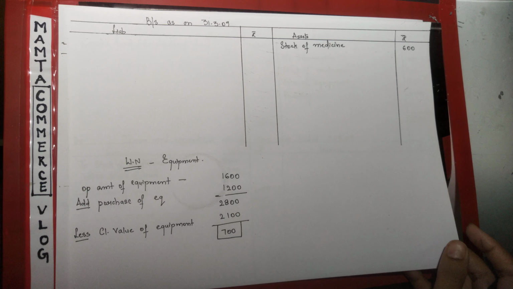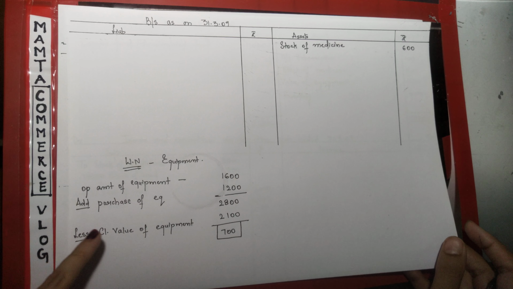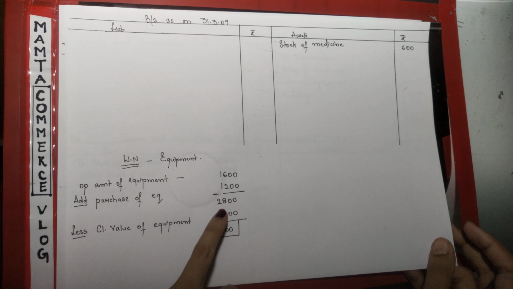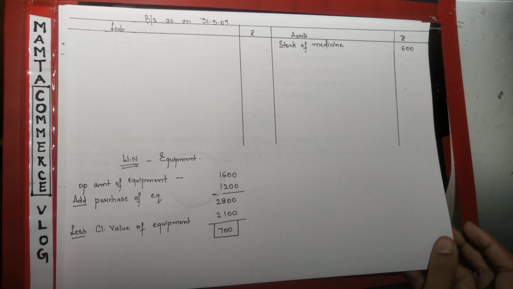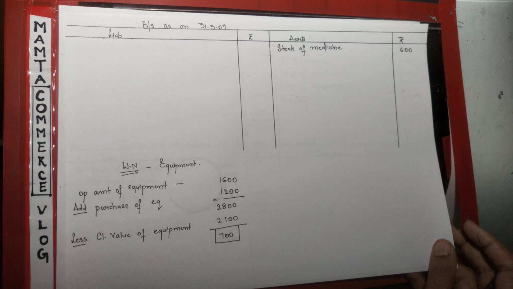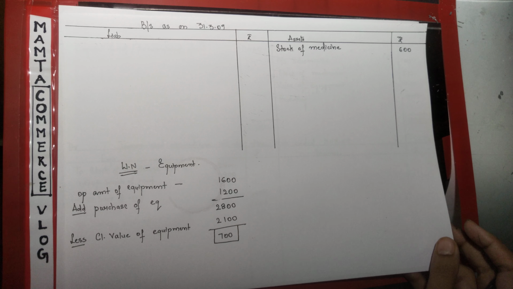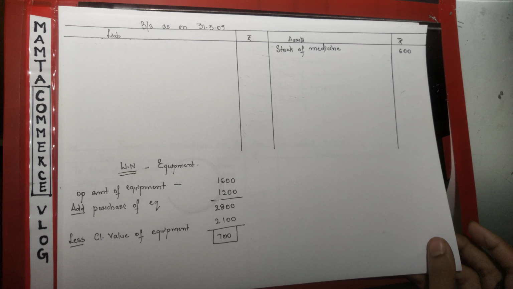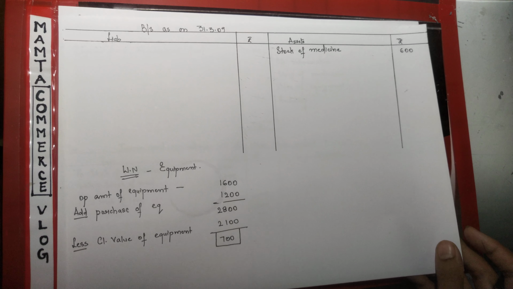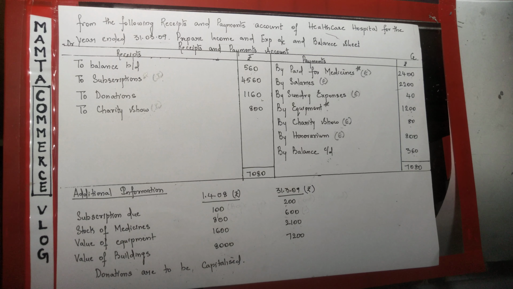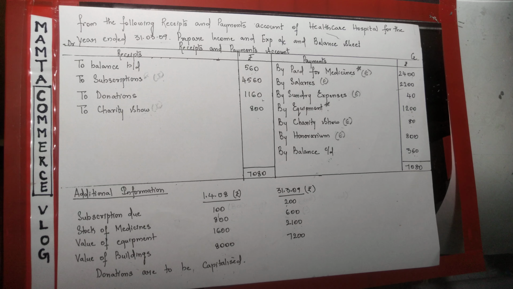You can have a look for this. So the opening amount of equipment is 1600. We have purchased an equipment of 1200, so we got 2800. From this we will deduct 2100, and now we are getting 700. This 700 we will write on the debit side of our income and expenditure account. Now, let us move to the next point. The next point is talking about charity show.